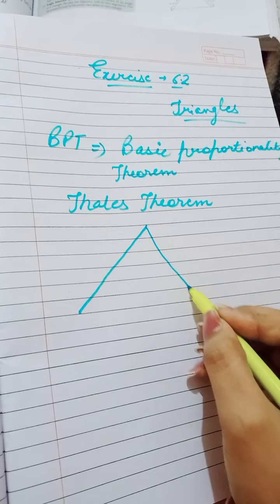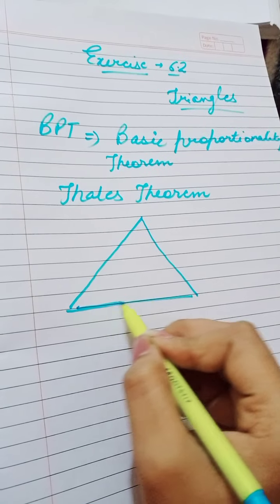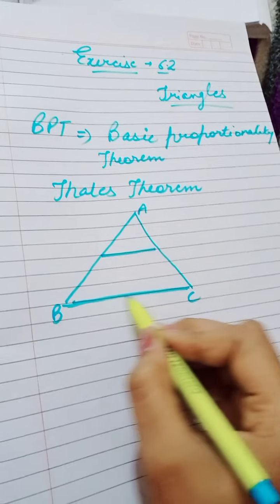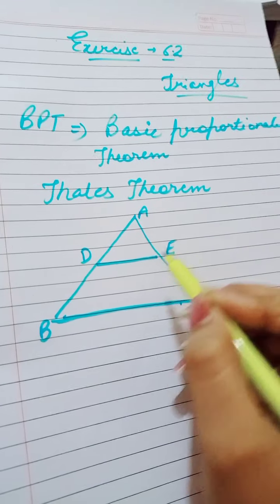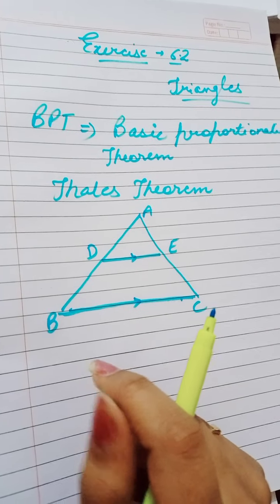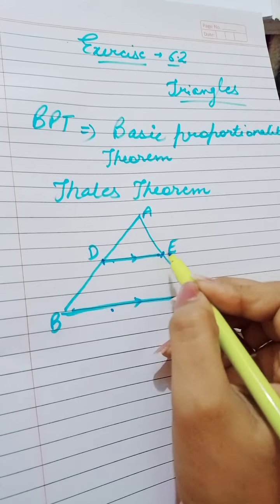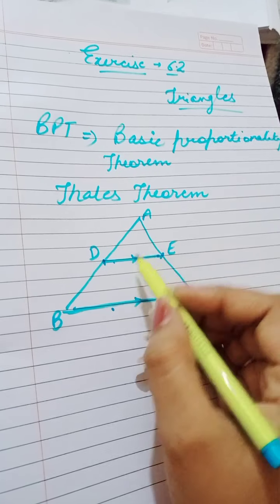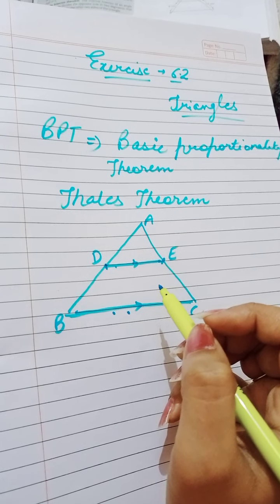Let's draw a triangle first of all. If a line is drawn parallel to one side, I'm going to take the line parallel to BC. In triangle ABC, I'm going to take the parallel line as DE, which is parallel to BC. It is given. Then that line must cut the other two sides at distinct points. Then what's the theorem? If lines are parallel, then the two sides are divided in the same ratio.